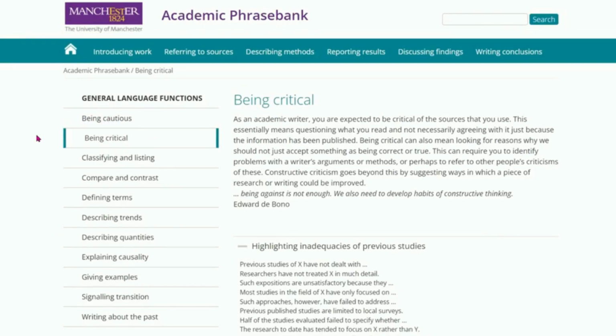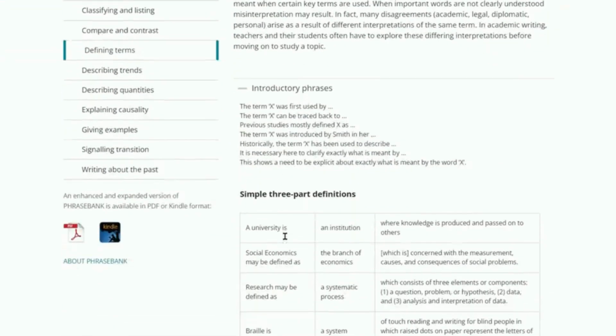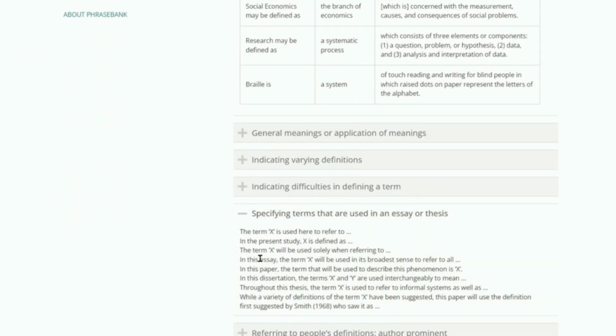On the left of the screen, you'll find several scenarios: being cautious, being critical, classifying and listing, compare and contrast. Select whichever scenario is relevant to your assignment, then click. You will find further subheadings which contain useful phrases that you can use for your assignment. You may need to be creative and adapt these phrases to suit the needs of your assignment.